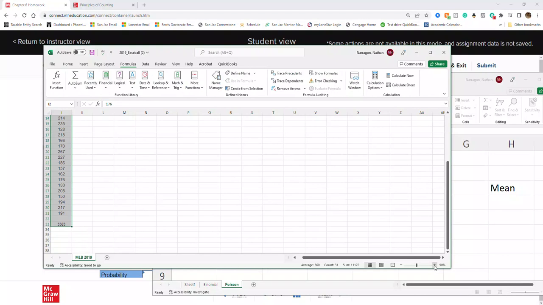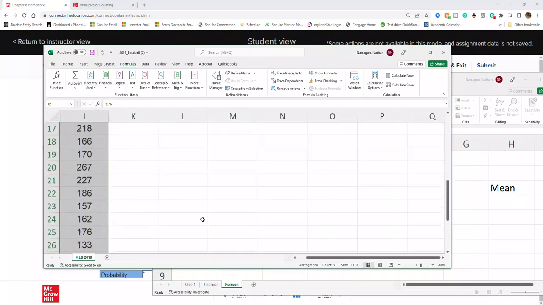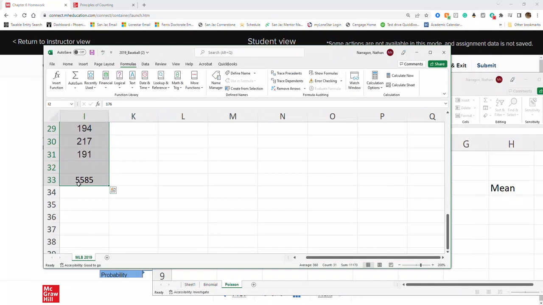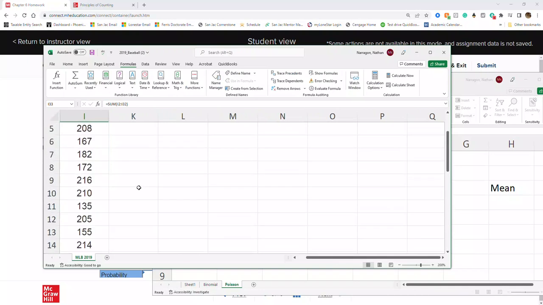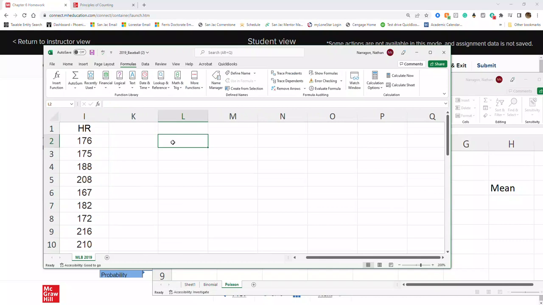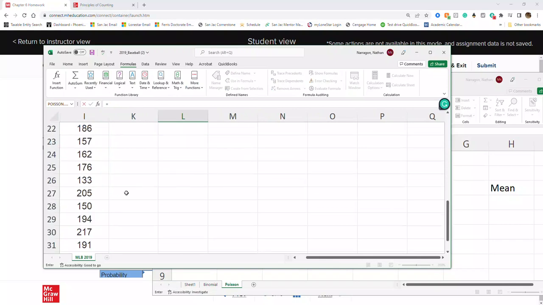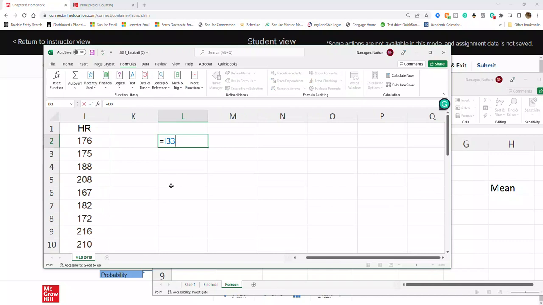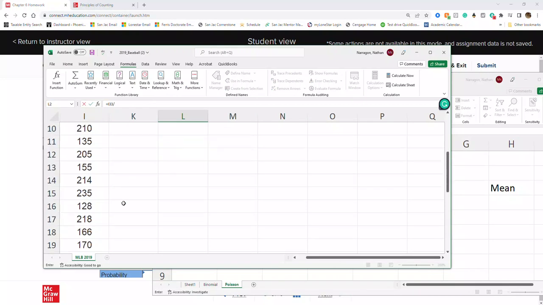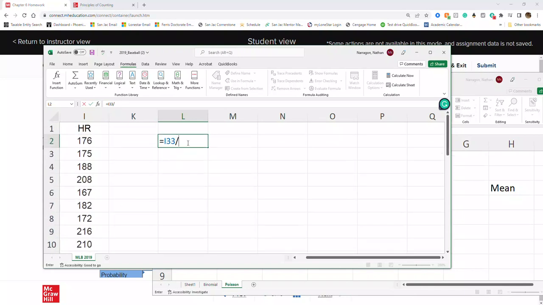There we go. So 5,585. Again, bring it up a little bit. So there's our sum of all these home runs. So this is going to equal this number divided by how many teams we have. We have a total of 30 teams. So 30. So this is the amount of home runs per team.